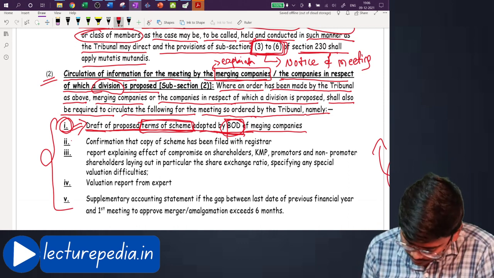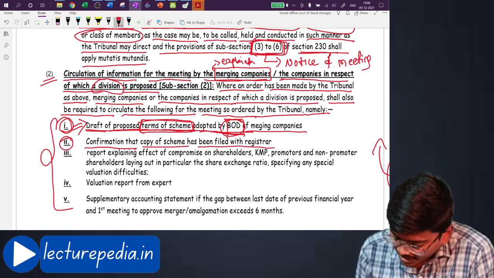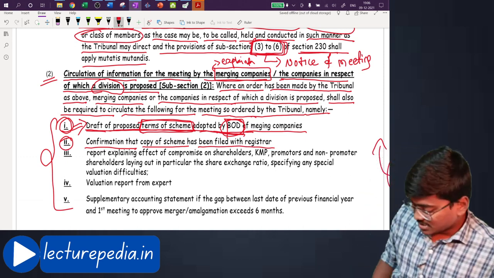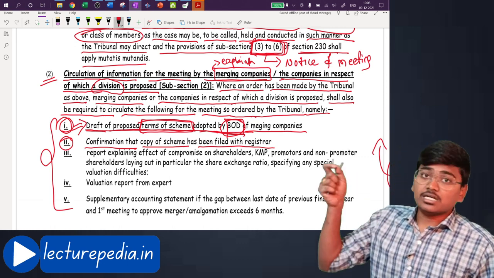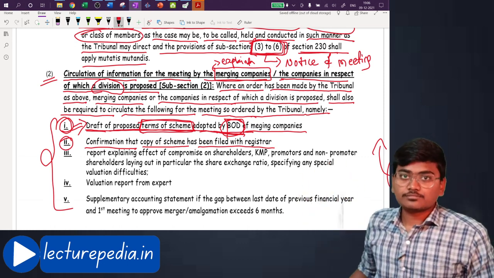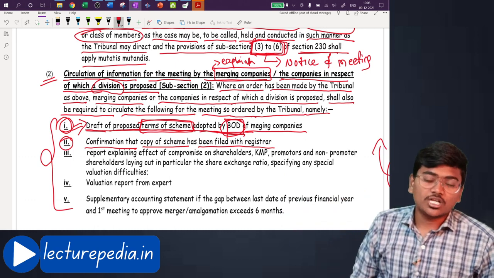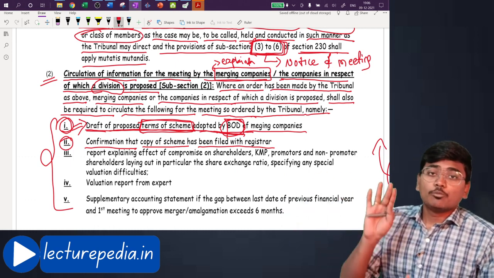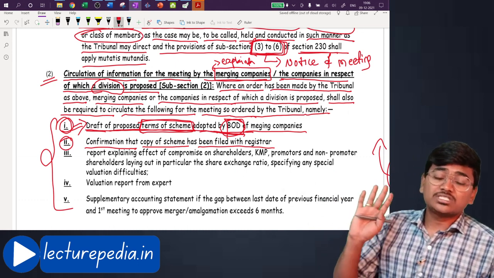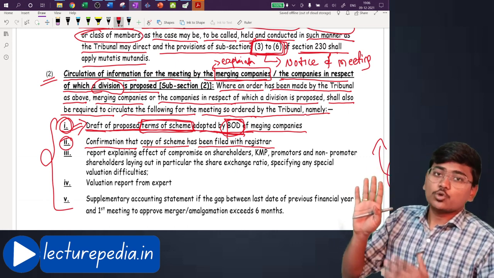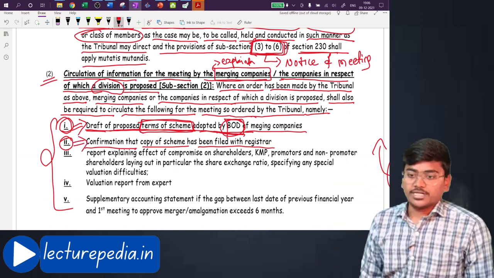Coming to the second requirement. Second one, confirmation that a copy of the scheme has been filed with the registrar. See, this copy of scheme of arrangement or amalgamation has to be filed with the registrar, that is ROC. Once you file this copy with the ROC, then ROC will give you an acknowledgement. This acknowledgement will act as proof of filing the document with the registrar. Along with the notice, you have to send this acknowledgement, that is confirmation that you have filed the scheme with the registrar. Okay, that is the second requirement.